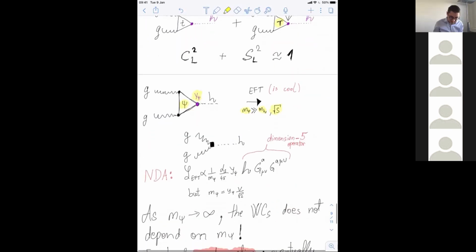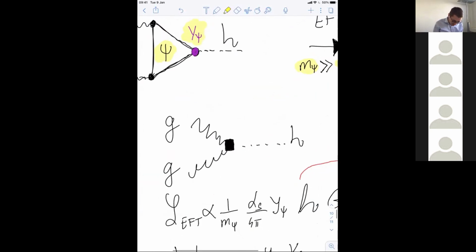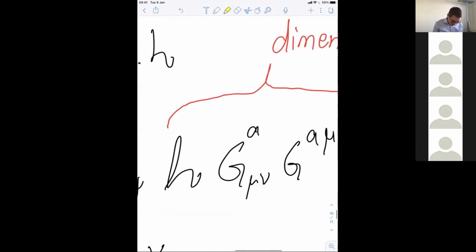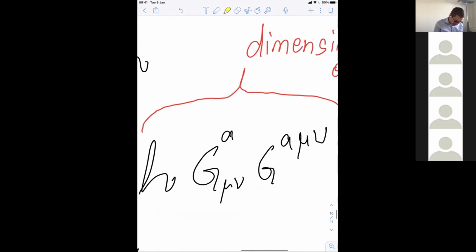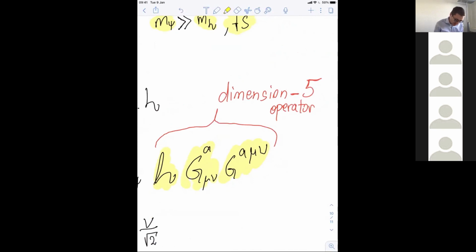So let's just do naive dimensional analysis. We are contracting this to a point, to a local operator. Let's first write this operator. So this operator has the Higgs field, and it has two gluon fields, this one and that one, gluon field strength. Now you can do the counting of the canonical dimension of this operator: it is 5. It's a dimension 5 operator.